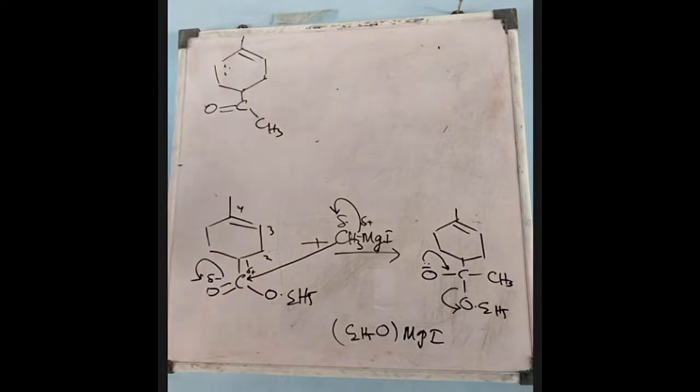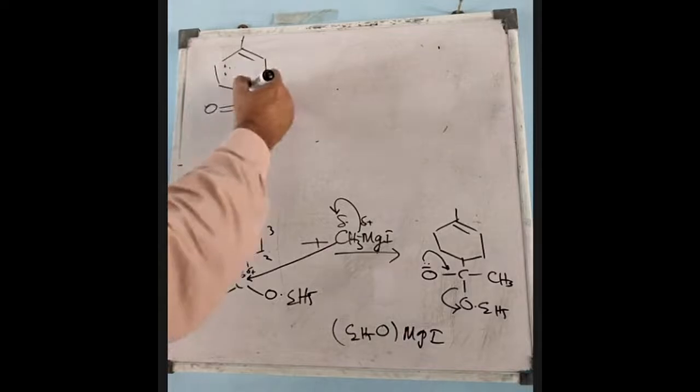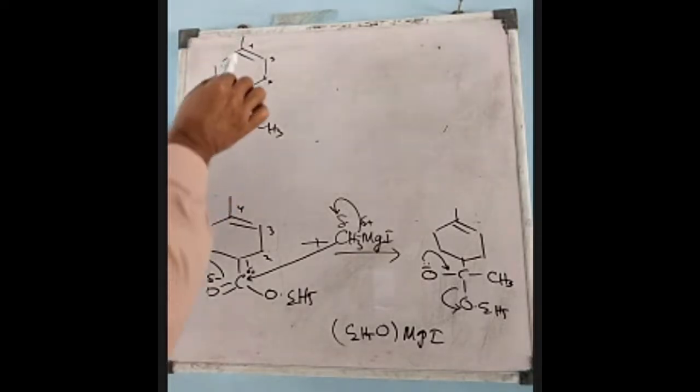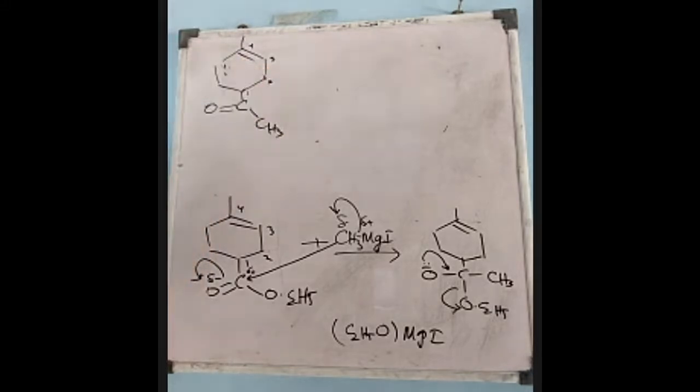Now this is a ketone. Which ketone? There are different ways to name it. If you start from here, 1, 2, 3, 4, 5, then we say it is acetophenone. Which acetophenone? 4-methyl tetrahydro acetophenone, or we can also call it cyclohexene, 3-cyclohexene. So now we say 1-acetyl 4-methyl 3-cyclohexene. This is now the acetyl group.